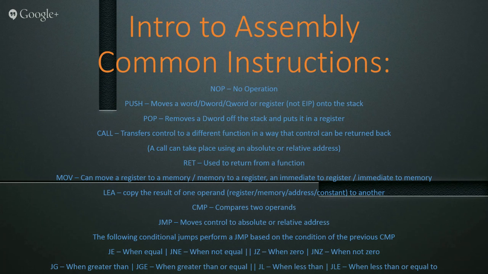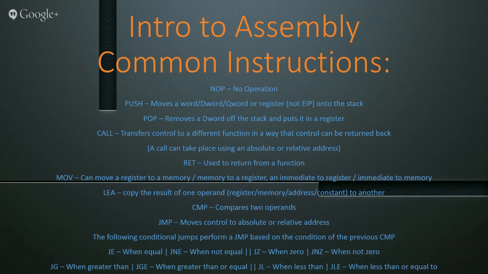And I'll show you guys examples of these too here in a minute. MOV can move a register to memory, or memory to a register, or an immediate to register or an immediate to memory. LEA copies the result of one operand to another, where an operand is a register, memory, address, or a constant.